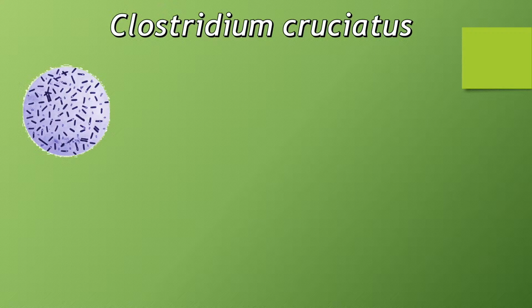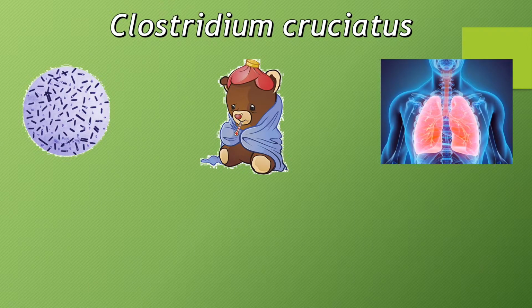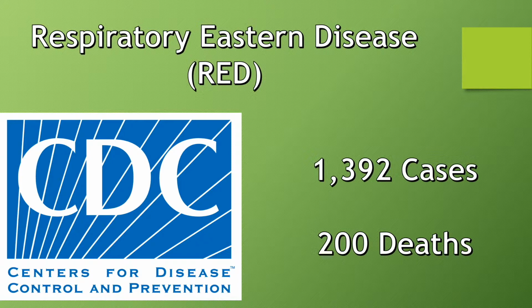The early stage of this illness presents flu-like symptoms, with a characteristic swollen, fiery red epiglottis. Later on, as this infection progresses, the illness presents respiratory distress with low blood pressure and oxygen levels before the victim eventually falls into a coma and unfortunately succumbs to the illness. This disease collectively, with all its symptoms, is called respiratory Eastern disease, or RED. The CDC currently has reports of 1,392 new cases with 200 confirmed deaths, and these numbers are expected to increase if action is not taken to control this disease.